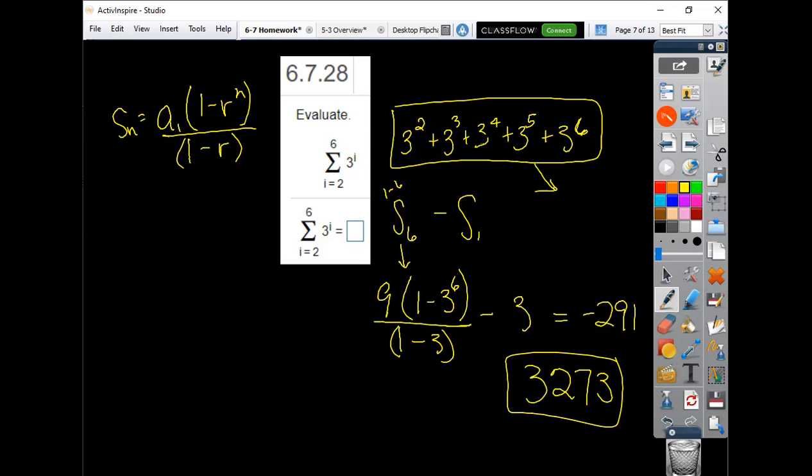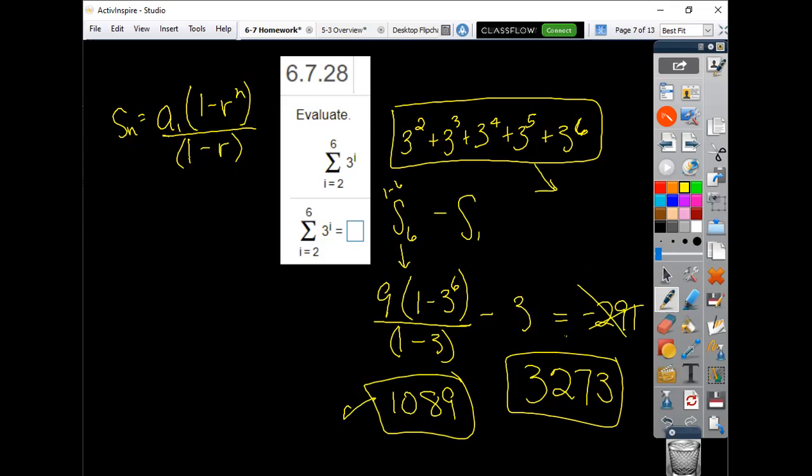3 to the second through the sixth, I've got 1,089. So I definitely feel like this part is okay. I can see it on my calculator: 3 to the second, 3 to the third, 3 to the fourth, 3 to the fifth, 3 to the sixth. But something then in here isn't right. This was wrong, but we figured that out. Let me try that again.